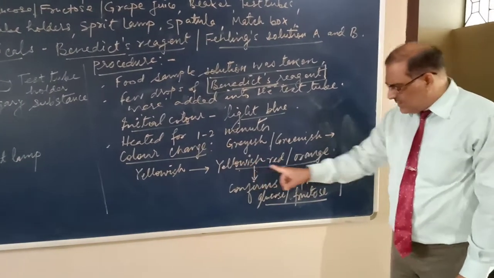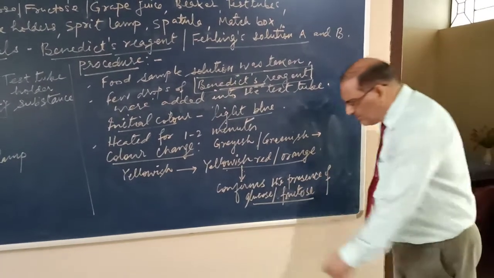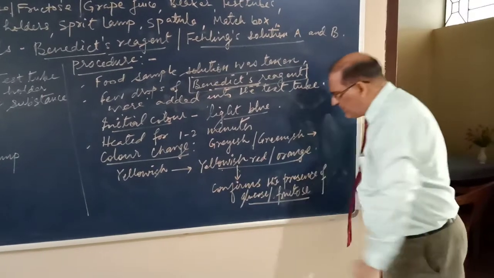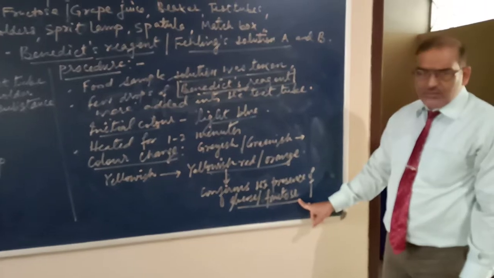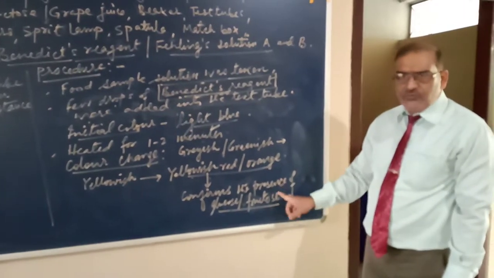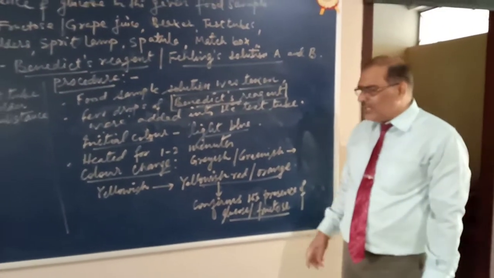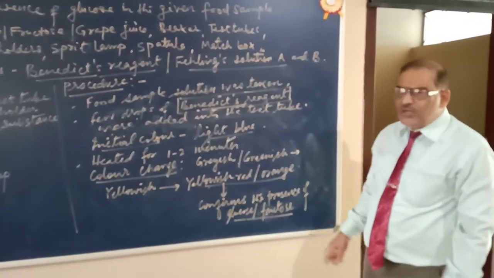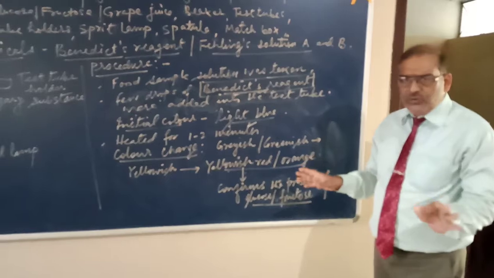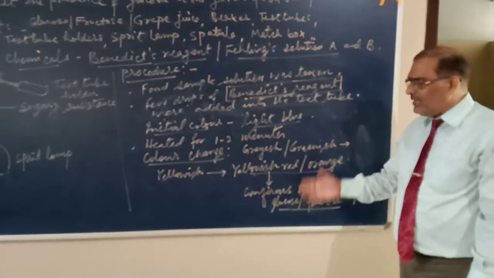Presence of this color confirms the presence of glucose or fructose, which are reducing sugars in the given food sample. Okay, so only reducing sugar will give color. If the sugar is not reducing, it won't give you color like this.